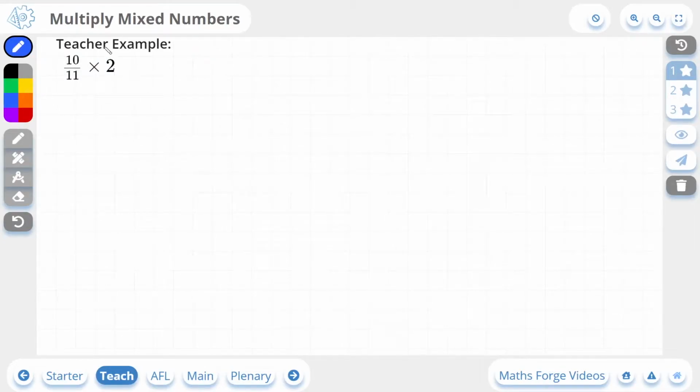In today's lesson, we're going to be multiplying mixed numbers. So let's take a look at example 1. We're being asked to multiply 10 over 11 by 2.